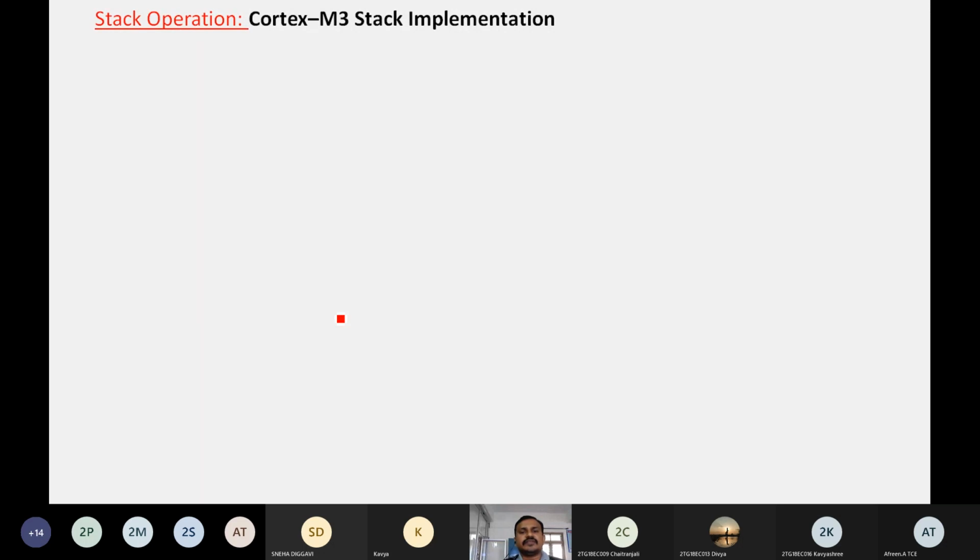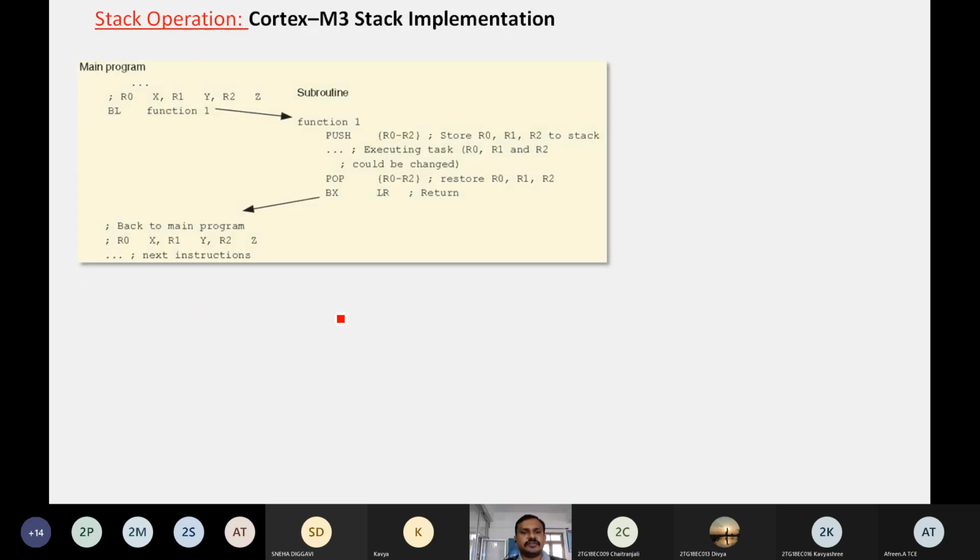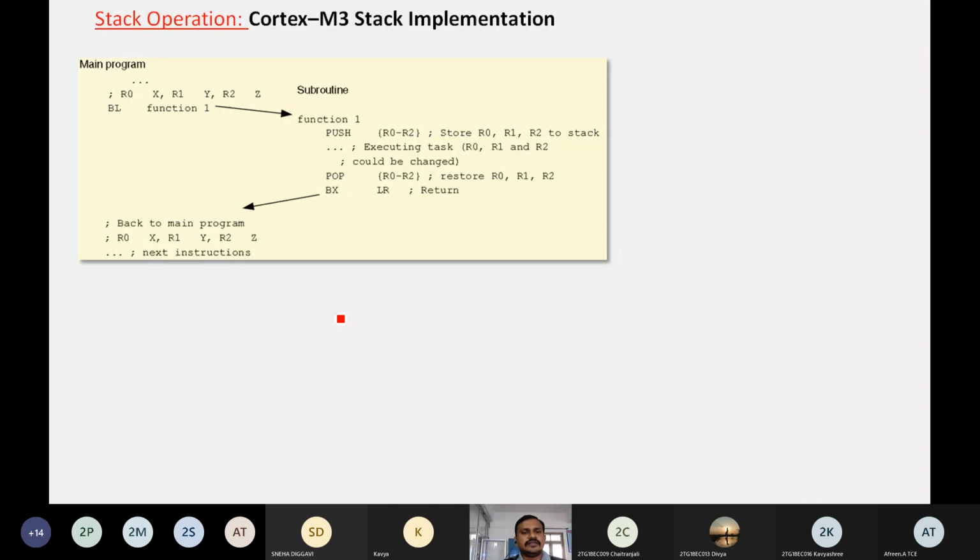Here, the Cortex M3 stack implementation. Here we are going to observe the same thing with respect to the Cortex M3. Once again, the example is going to illustrate. It is going to use R0, R1, R2 registers, and there is a branch instruction to move from the main program to the subroutine. Once this instruction is executed, the subroutine instructions are going to be executed.